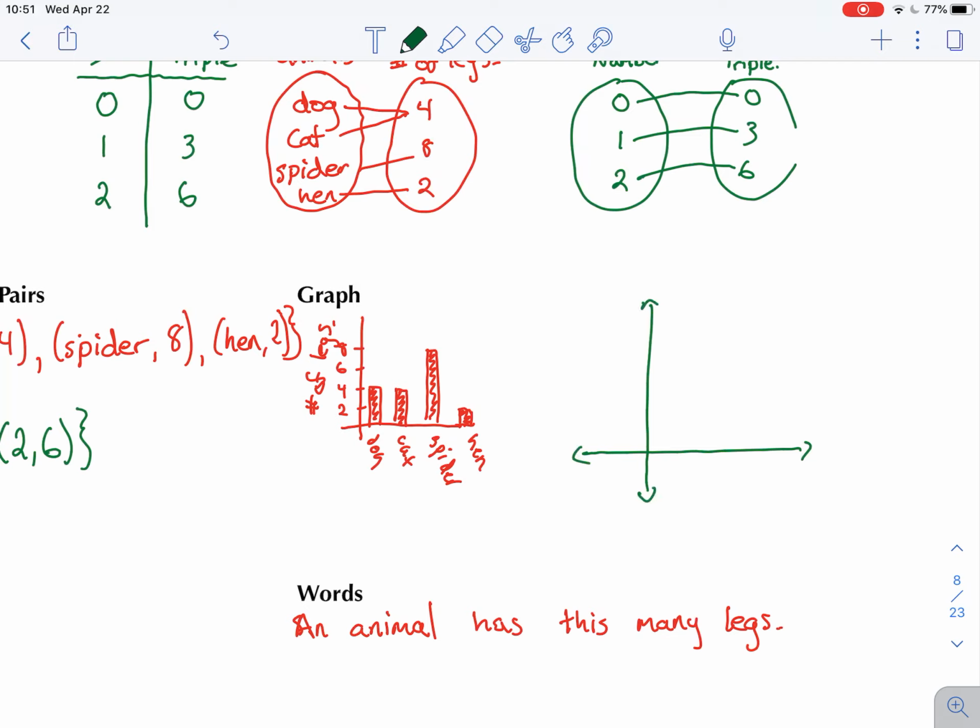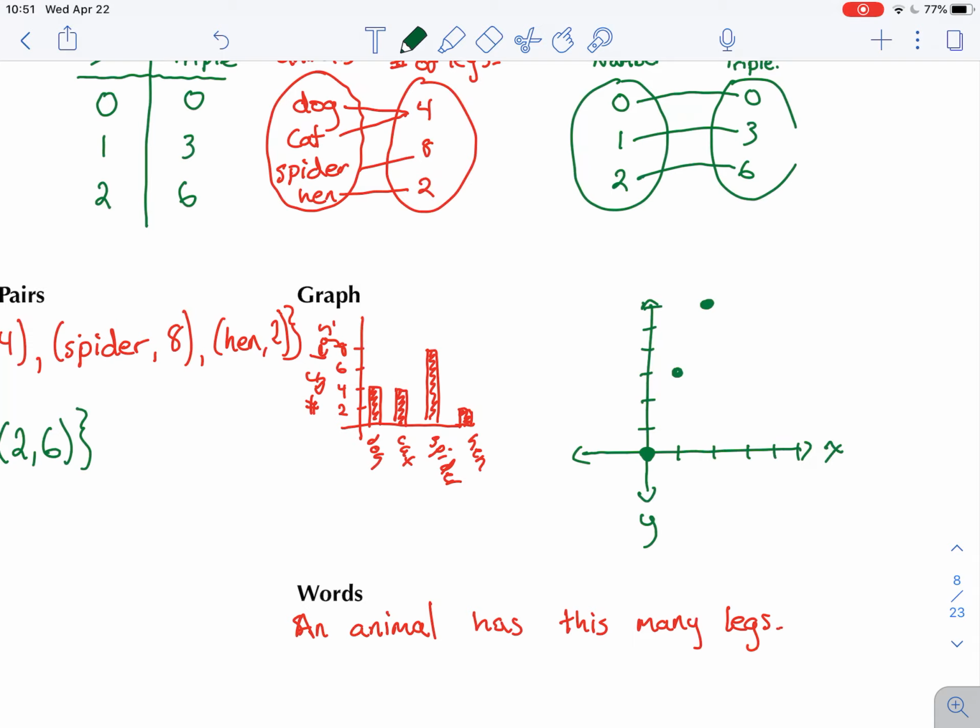Now for this graph, we're not going to do a bar graph. We are going to do a regular XY graph. 1, 2, 3, 4, 5. 1, 2, 3, 4, 5, 6. Our first point is at 0 and 0. Then we go at 1 and 3. And then we go to 2 and 6. That is the graph of this relation.